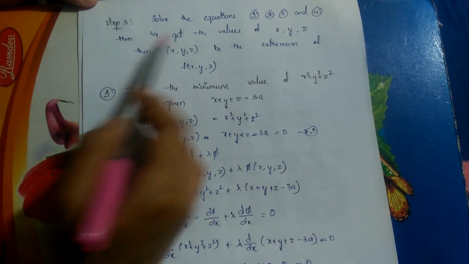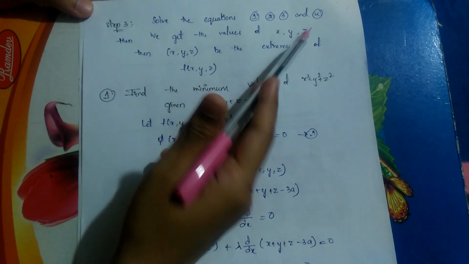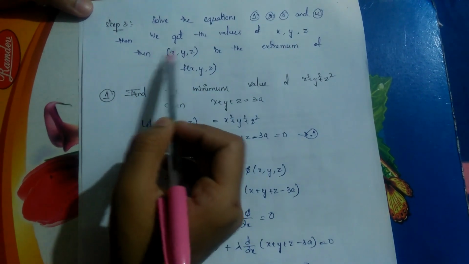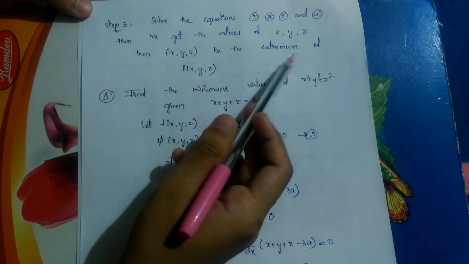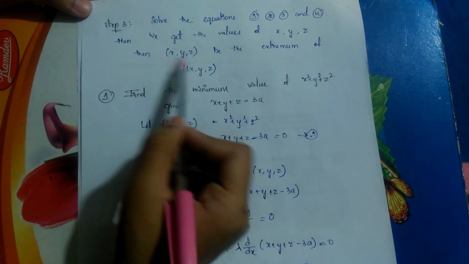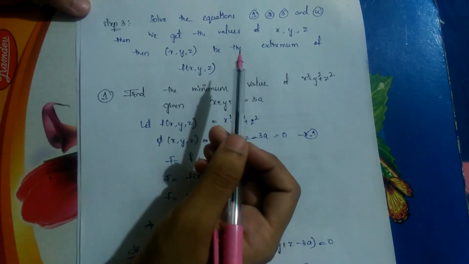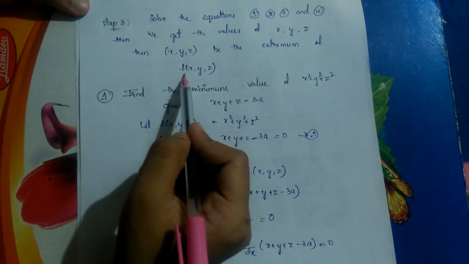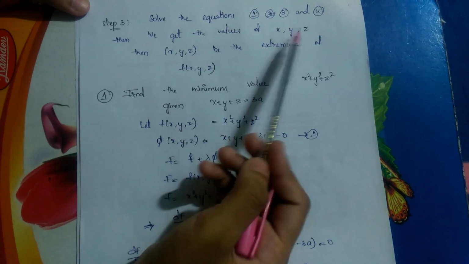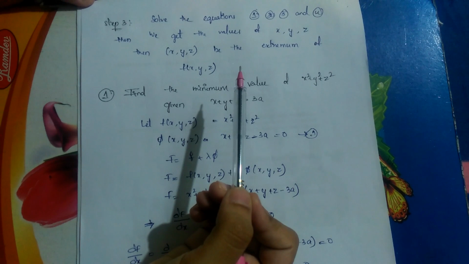Finally, in the third step, we solve equations 1, 2, 3 and 4. Then we get the values of x, y, z. Then the point x comma y comma z is the extremum of the function f of x comma y comma z. That will be the maximum or minimum point. It depends on the given function f of x comma y comma z. So we have to solve these 4 equations and we will get the values of x, y, and z. We shall see the problem here.